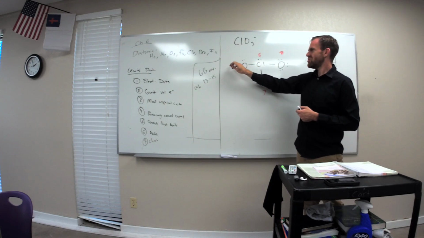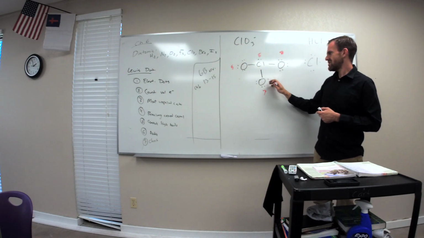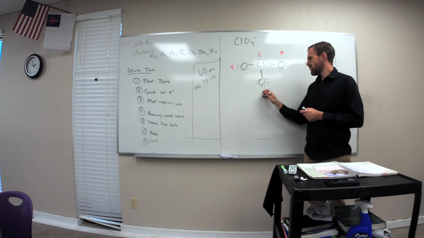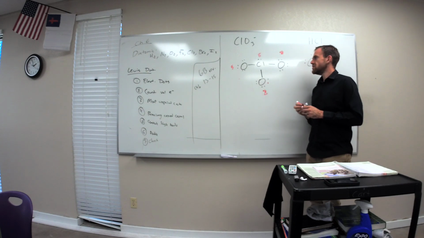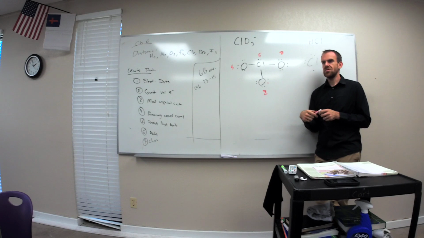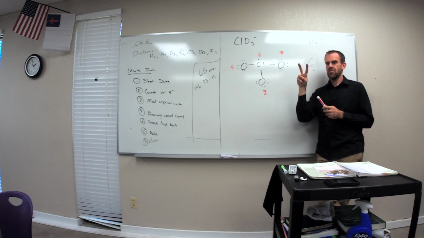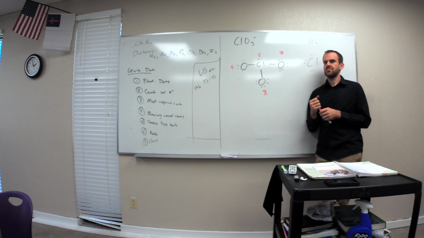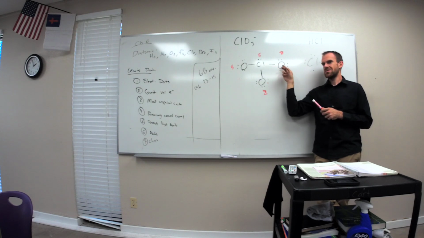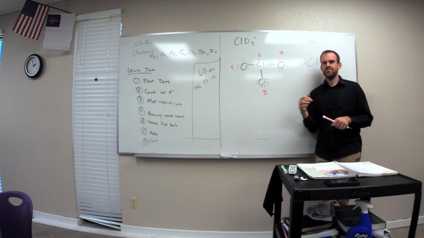How did it go from 6 to 8? Because every double bond is 2 electrons. Double bond, that's a single bond. Single bond, 2 electrons. So 2, 4, 6, 8.